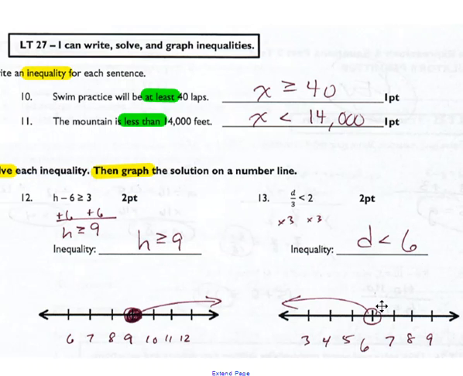So this is an open dot on 6, and we want every number that's less than it. All these values that are less than 6, well, that's 5, 4, 3, and so on. That's what that one would be.